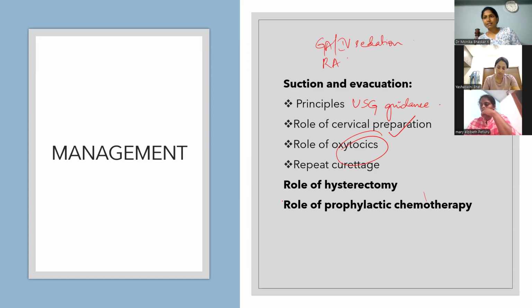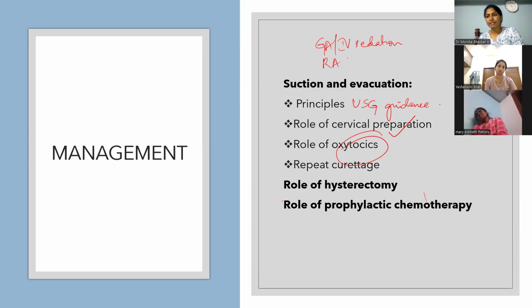And what is the role of cervical preparation? 1 to 2 hours before, you can give misoprostol. There is no risk of embolization. What is the role of oxytocin? Only if the mother is bleeding or if there is acute hemodynamic compromise do you have to start oxytocin. Otherwise, no need to start pre-evacuation. But once evacuation is complete, we can give an oxytocin drip for uterine contraction to prevent excessive bleeding.